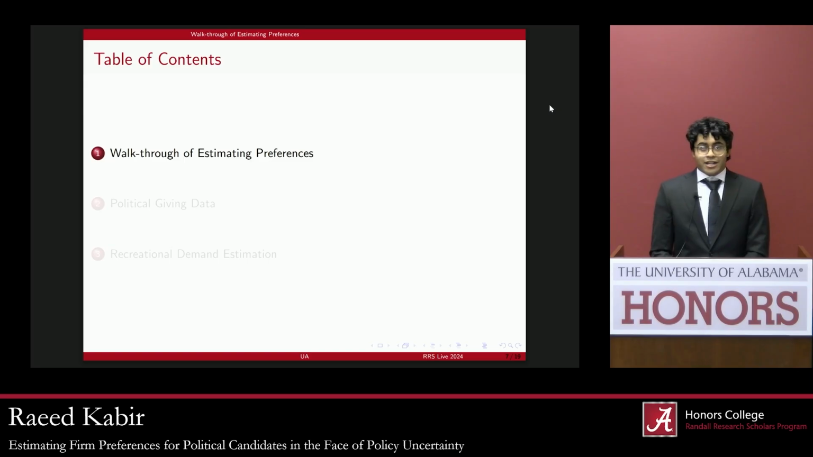So first I'm going to talk about what really estimating preferences means. And I'll give you a contrived example. I'm going to walk through it slowly with you guys. And then I'm going to show you the data that I'm working with and how we plan to estimate these substitution patterns in my setting.